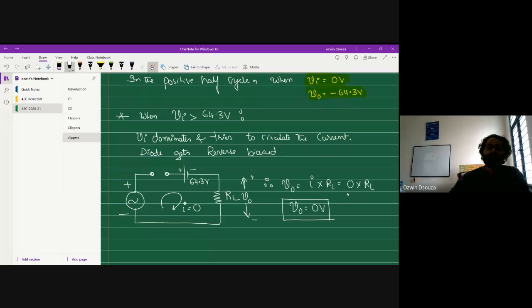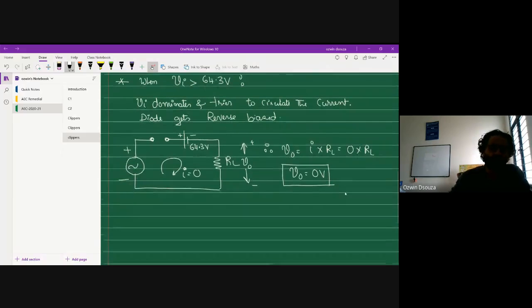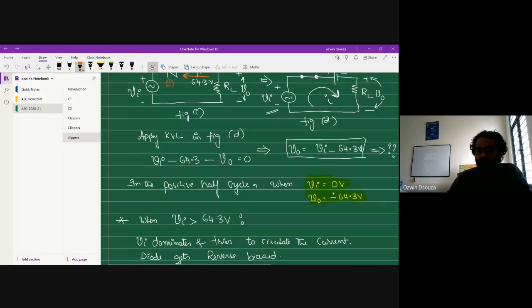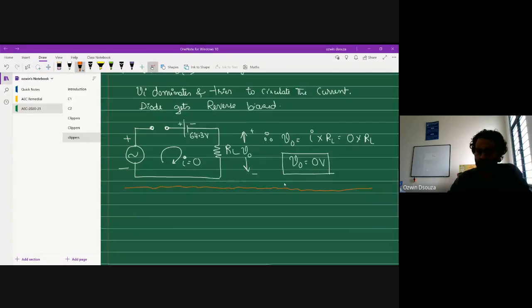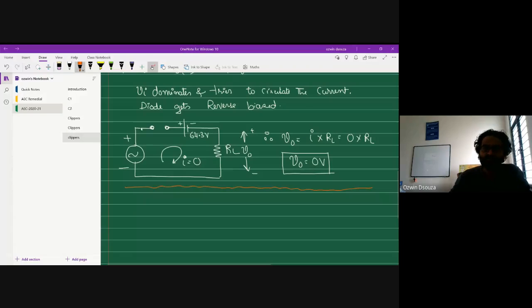0 volts. So this is what happens during a positive half cycle. For the positive half cycle, you have this equation, that is V0 is equal to Vi minus 64.3, as well as this equation. So beyond 64.3, your output stays at 0 volt level. Now let us look at the negative half cycle.